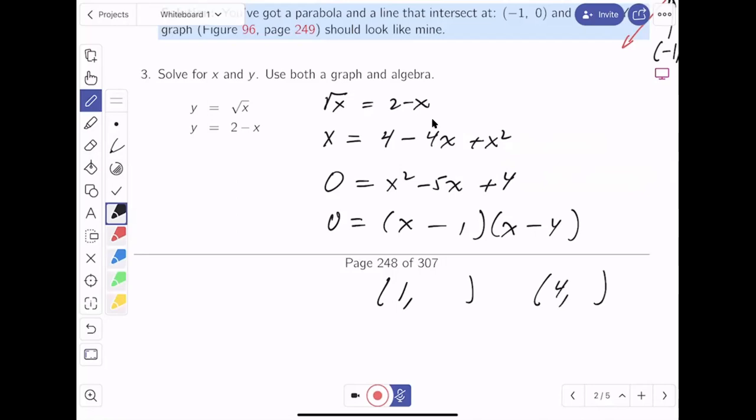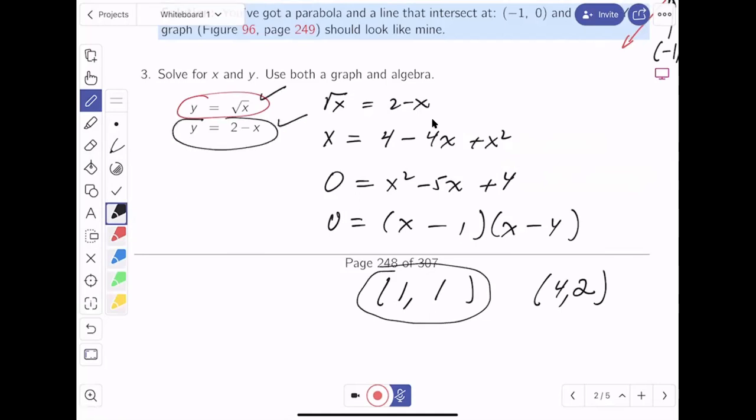Well, I'm going to use this equation to figure out what y is. Square root of 1 is 1. Square root of 4 is 2. I got a problem here, though, don't I? I'll tell you what it is. They need to satisfy both equations. This one clearly satisfies this equation, and it clearly satisfies this equation. Let's look at this one, though. (4, 2) clearly satisfies the first equation, but it does not satisfy the second equation. So algebra really does need to be checked. So I'm going to say the answer is (1, 1).